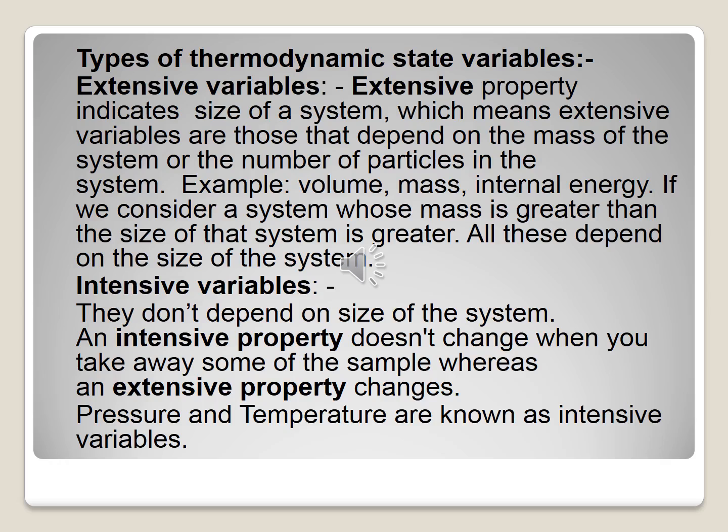If we consider a system whose mass is greater, then the size of that system is greater. Then the value of an extensive variable is higher, since they depend on the size of the system. What are intensive variables? Intensive variables are those which do not depend on the size of the system. They do not change when you take away some of the sample, whereas an extensive property will change. Examples of intensive variables are pressure and temperature.